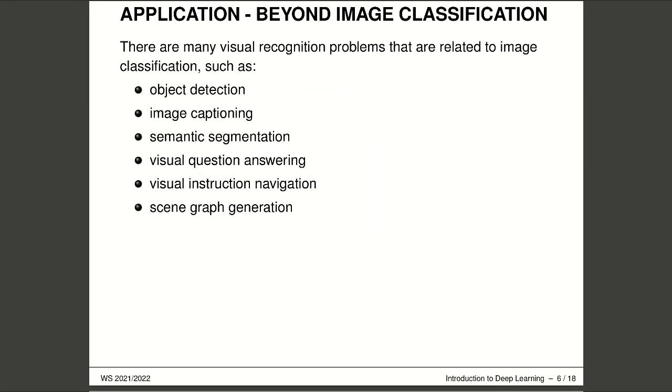Image classification is a very important problem in computer vision because there are many visual recognition problems that are related to image classification, such as object detection or image captioning. Semantic segmentation is another problem which is very related to image classification. Visual question answering, visual instruction navigation, scene graph generation, these are also problems which are really related to image classification. And we will review some of these in continuation.